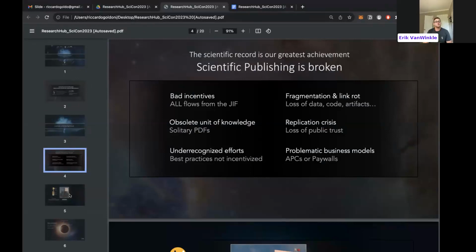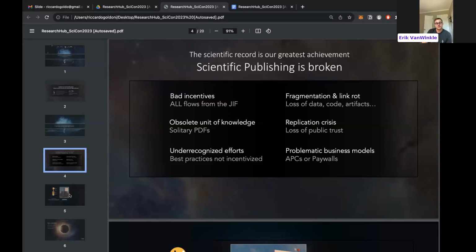There we go. So the scientific record is the center of human knowledge. It is the point where everything is organized. It is the point where science itself can be referenced. And unfortunately, scientific publishing, the stewards of this particular record, have a series of broken processes and incentives that lead to a wide variety of problems.